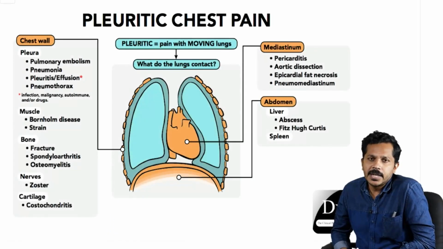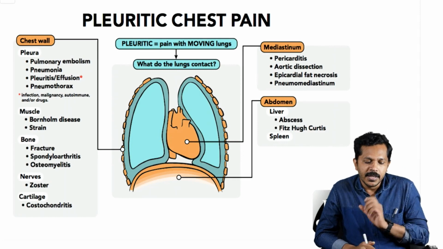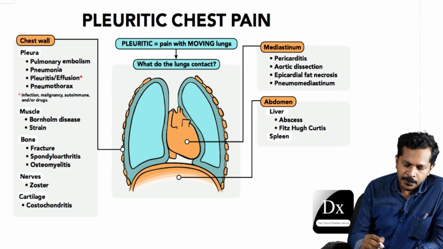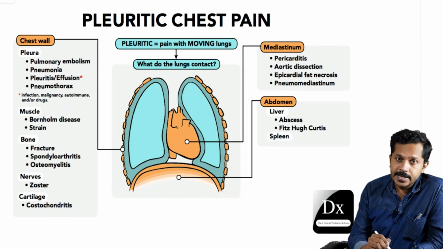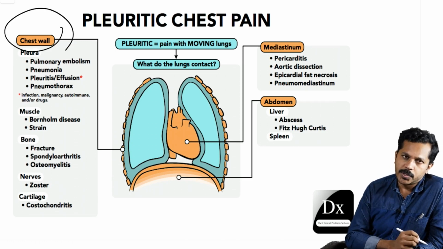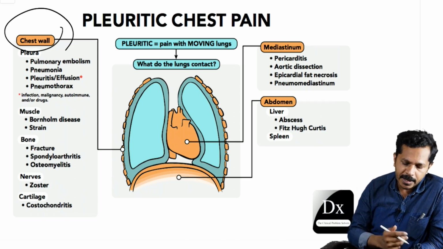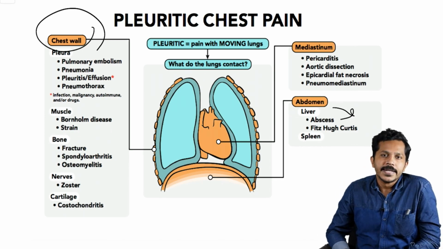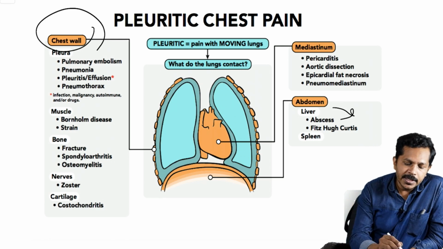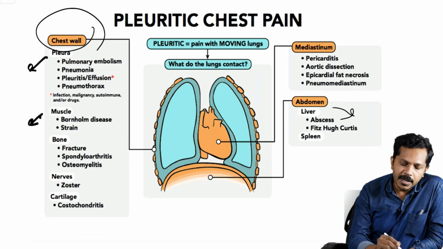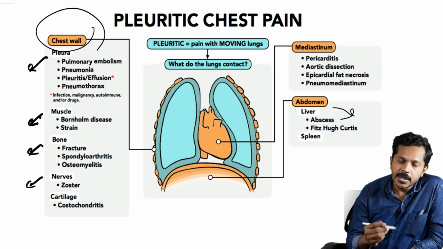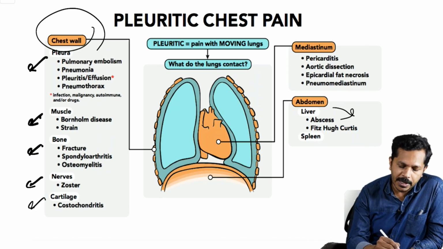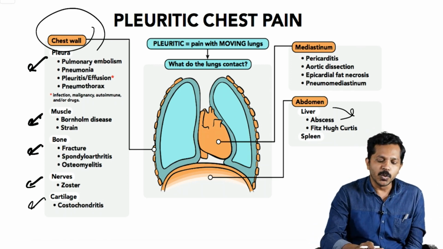Now you have to understand what are the structures that are moving inside the chest. For example, when the patient takes a deep inspiration, the chest wall moves. Okay, the chest wall expands and contracts. When you are dealing with a pleuritic chest pain, you have to understand what are the structures that are moving when the chest expands. So in the chest wall, you have the pleura, you have the muscle, that's the intercostal muscles, you have the bone, that's the ribs, and you have the intercostal nerves and vessels, as well as the cartilage. All these structures are basically moving when the patient is having a pleuritic chest pain.